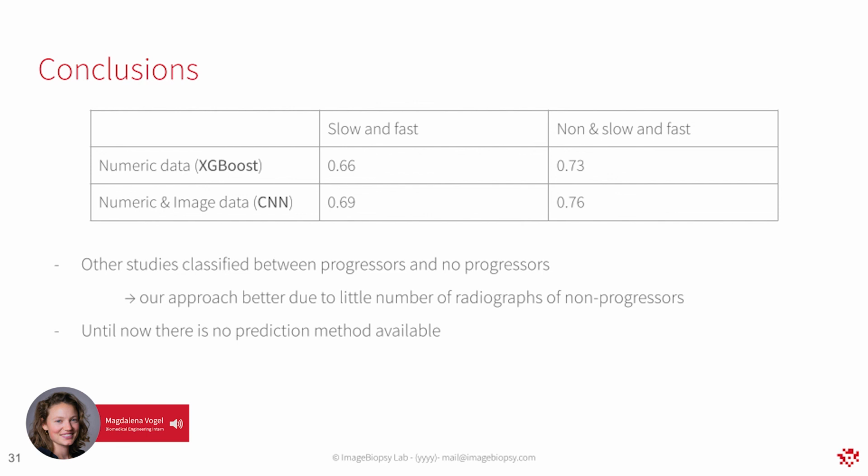And until now, there's no real prediction method to classify between the slow and fast progressors by looking at the baseline image. And so every result which is better than random guessing would be an achievement for this.